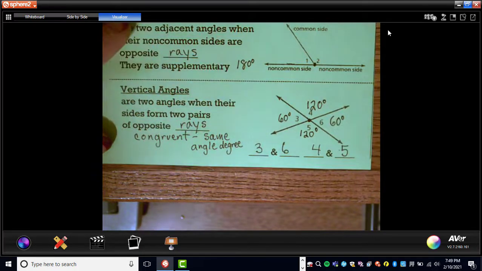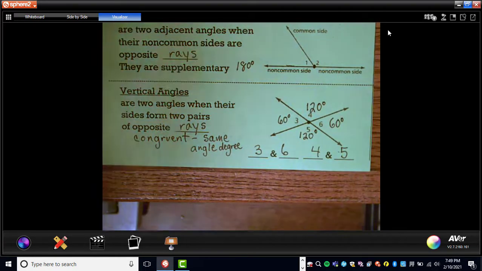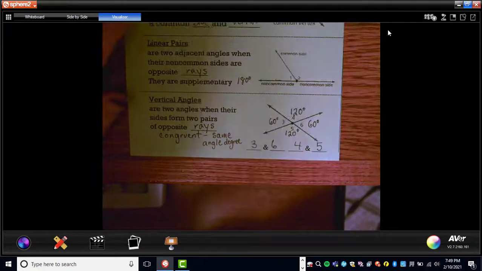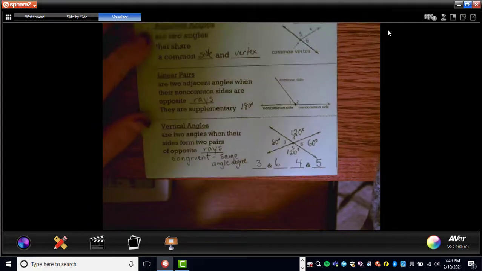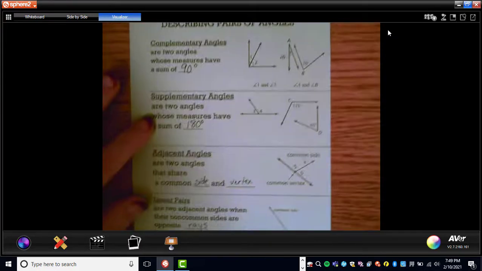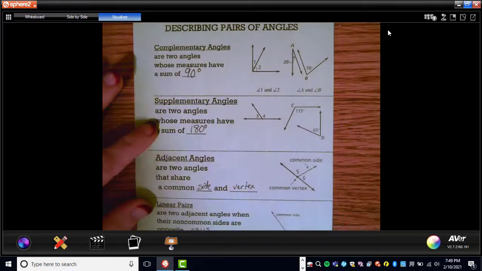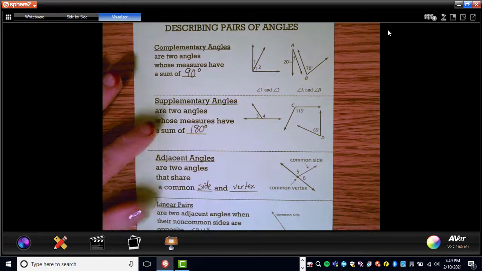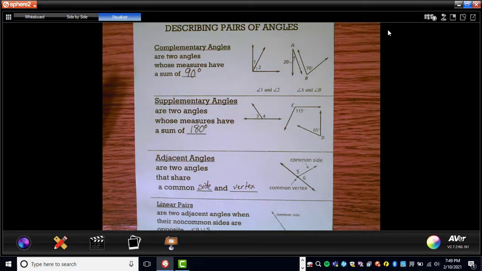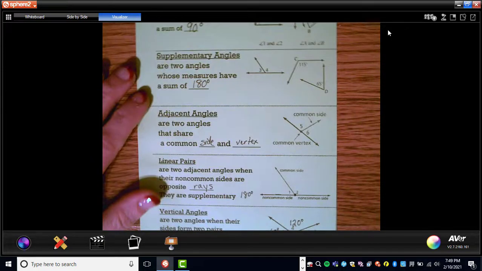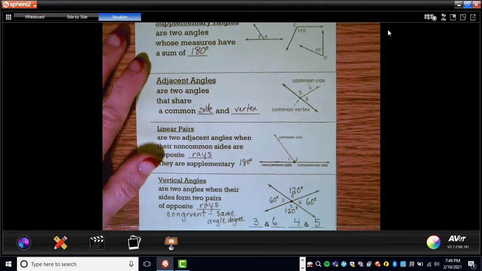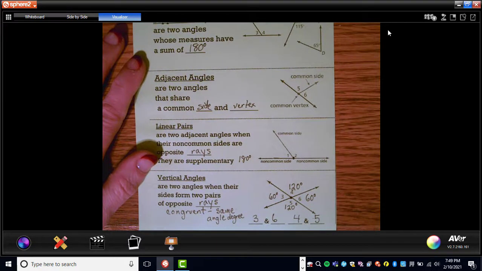All right, so I know it's a lot of definitions that we've been covering since switching over to geometry this semester, but go ahead and get this glued in your notes, and this will be a good reference for what complementary angles equal, what supplementary angles equal, what are adjacent, okay? And then your linear pair forms that straight line, and then we know that vertical angles are opposite each other.